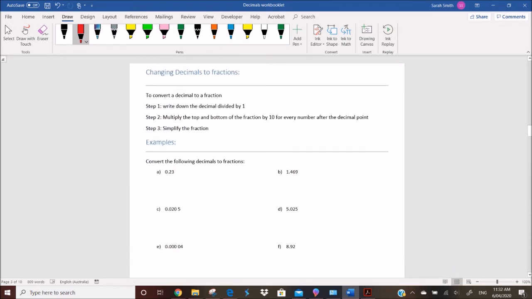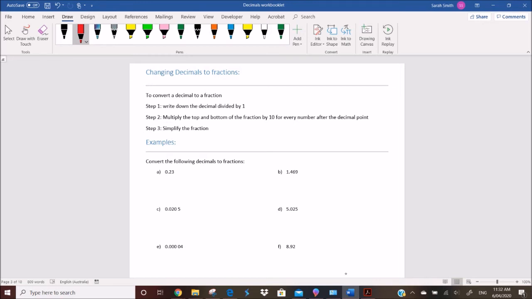Okay, going the other way. If we want to change a decimal to a fraction, first what we need to do is rewrite the decimal divided by 1. Then we multiply the top and the bottom by lots of 10 for every decimal place we have. And then we're going to simplify.